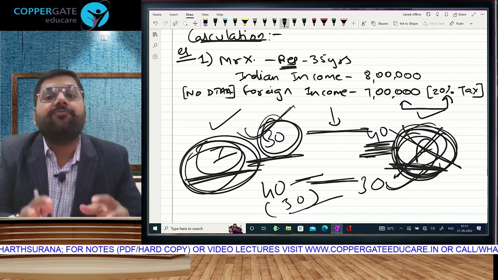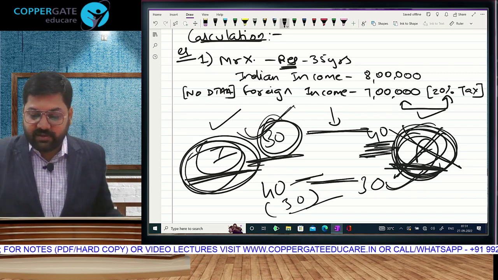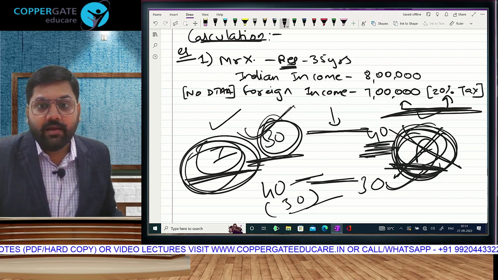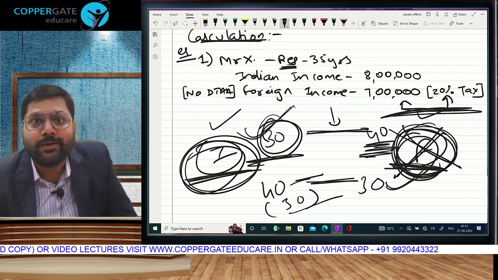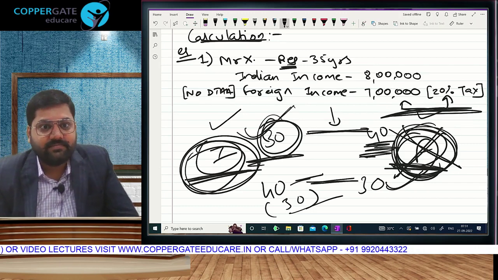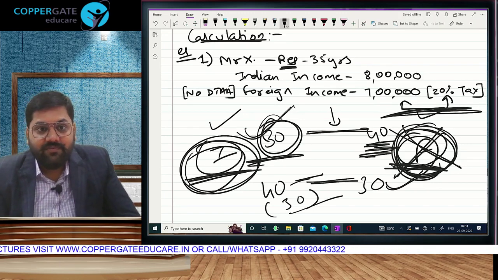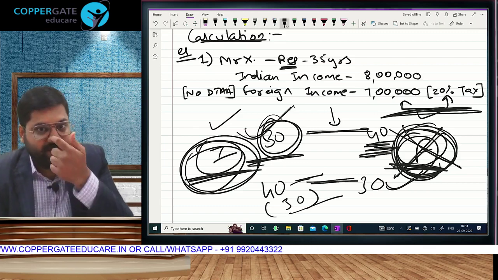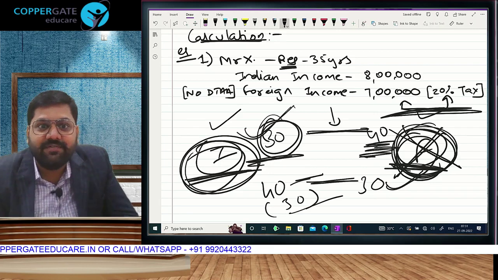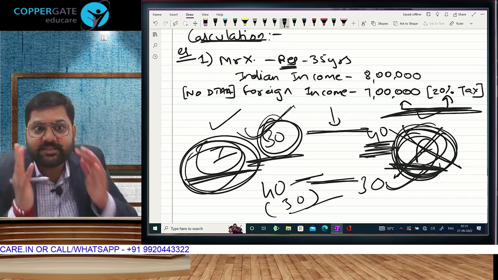What is the logic? Indian tax or foreign tax, whichever is lower. Foreign tax is ready. For Indian tax, we will have to work hard. We will have to calculate what is my Indian tax. And the problem is that in India we cannot tax 8 lakh separate and 7 lakh separate. Do you agree with this? India does not levy tax income by income. India levies tax on net taxable total income.